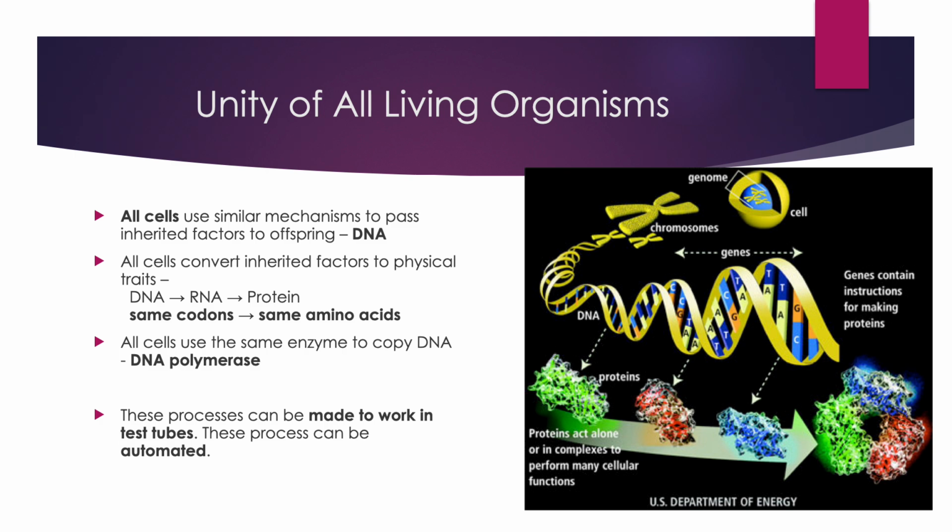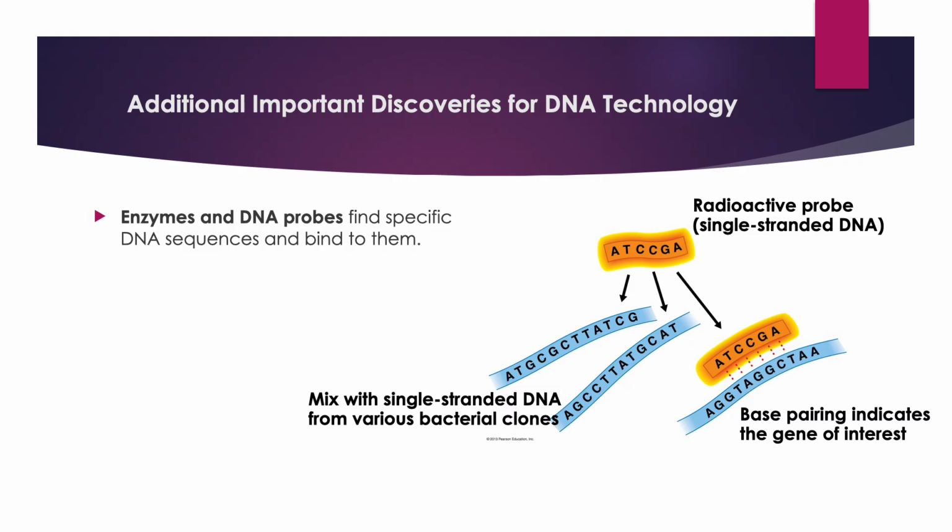And all cells can manipulate DNA with other enzymes as well. And so we've isolated those enzymes. If we purify the enzymes and put the enzymes and DNA in a test tube, they will work exactly like they work in cells. And we can even automate this stuff. I've talked about how DNA is copied.